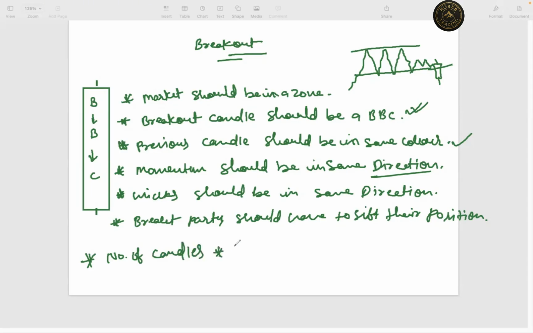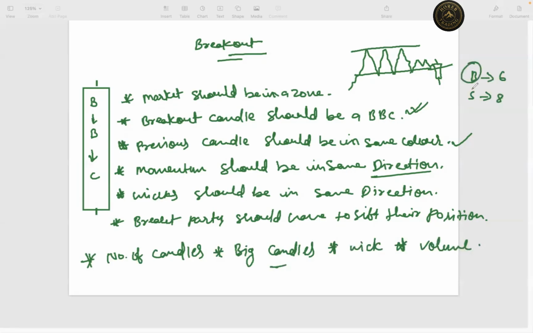You have to check the number of candles, the big candles, the wicks, and the volume. But this one is not a condition. This is measuring the momentum, to know which side is dominant, which side is strongest. That's what you call the base market story: the number of candles, whether they are big, the wicks, the volume, measuring the party that is dominant, the party that is strongest.